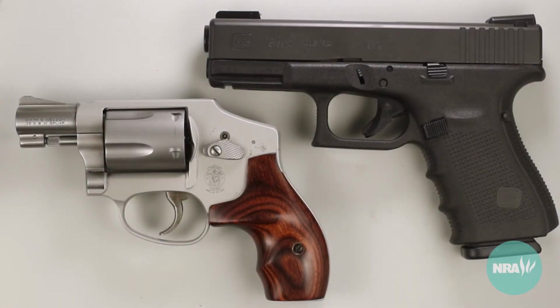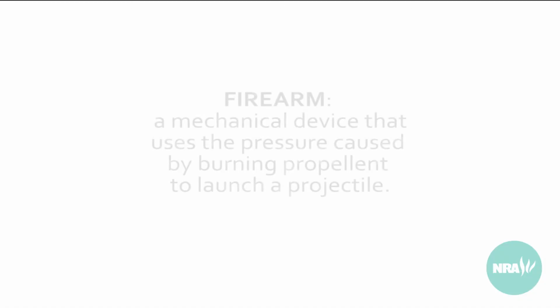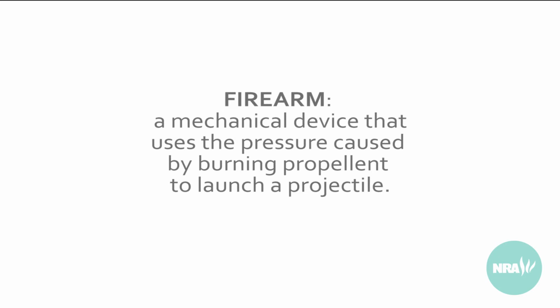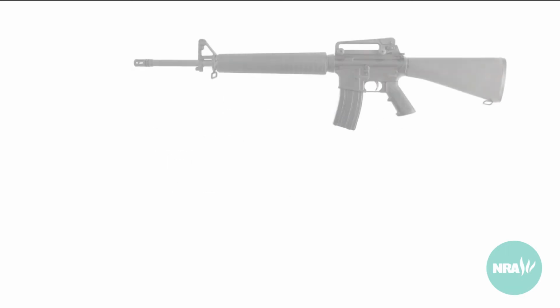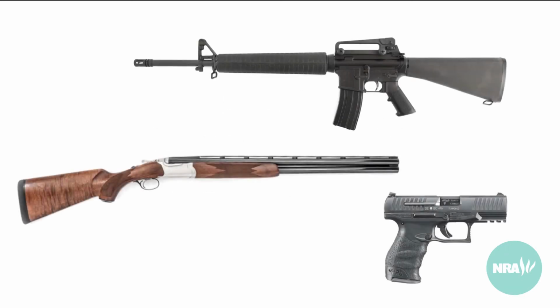First, we would like to define the term firearm. A firearm is a mechanical device that uses the pressure caused by burning propellant to launch a projectile. There are three types of firearms. They are rifles, shotguns, and handguns.